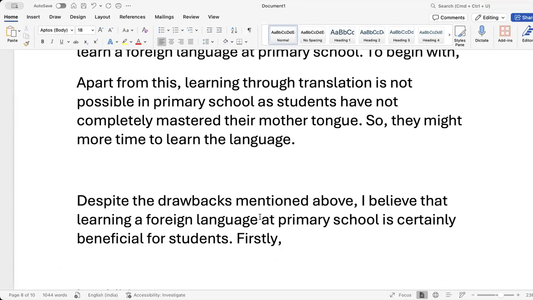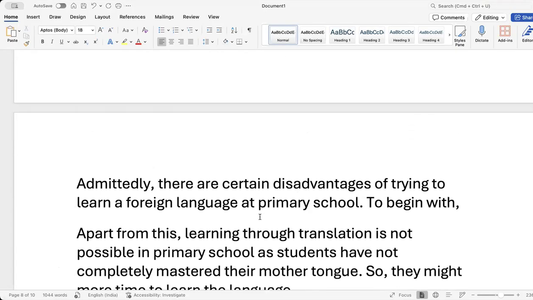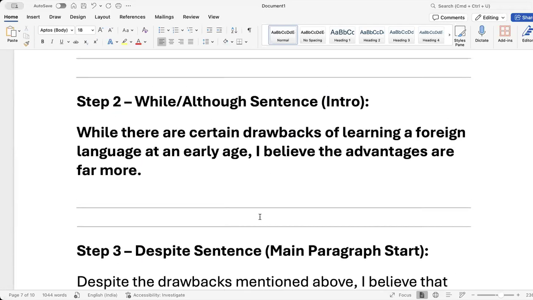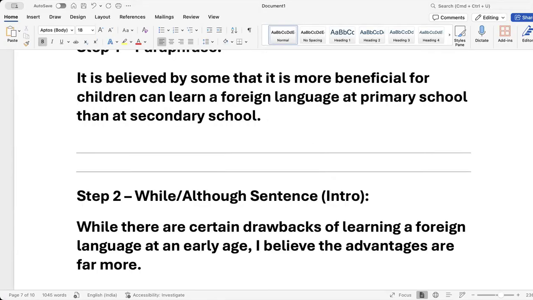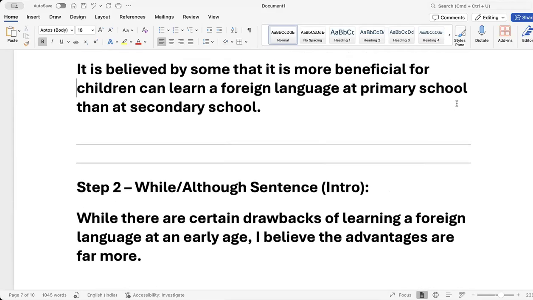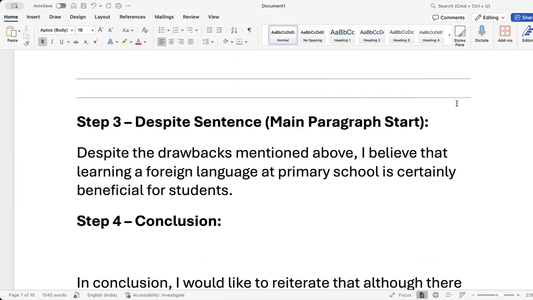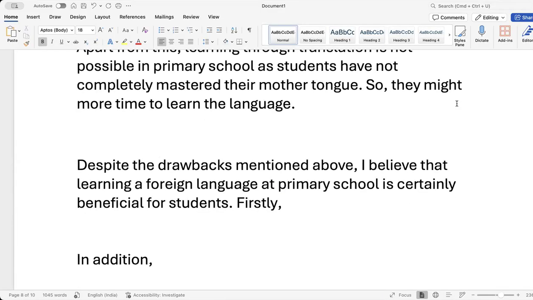Okay. Anyone else has any doubts? Yes, it is believed by some it is more beneficial for children. Yeah, I missed the "for" one. Okay. Yes. Done. I agree. That is a typing error. It's called a typo. Okay. Any other doubts?